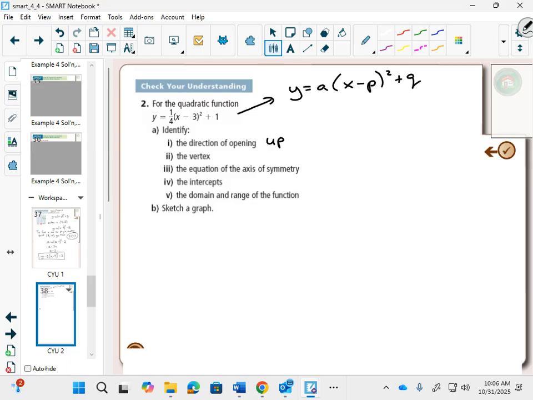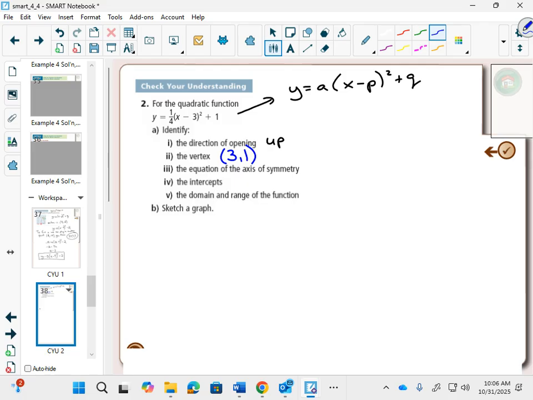Since it's in vertex form, what is the vertex? 3 and 1. Right? Always opposite of what's in here. So what makes this 0 would be 3. And then exactly the same as what you see outside.